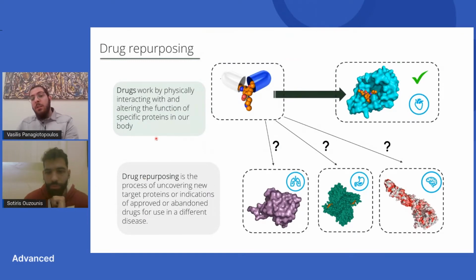But first, what is drug repurposing? Some of you may know that drugs work by physically interacting with and altering the function of specific proteins in our body. Specific proteins are linked to diseases and their outcome. In the human body, there are approximately 20,000 proteins consisting the entire proteome, from which only a fraction is known in terms of structure. So basically, drug repurposing is the process of uncovering new target proteins or indications of approved or abandoned drugs for use in a different disease.